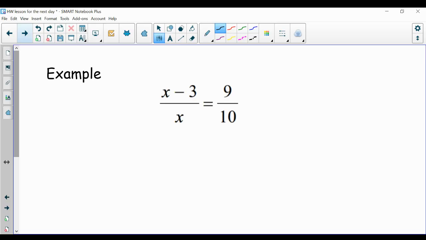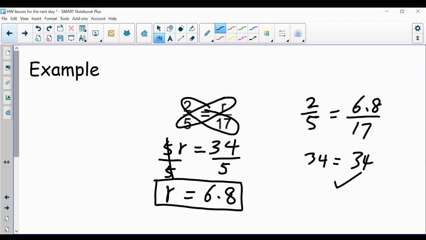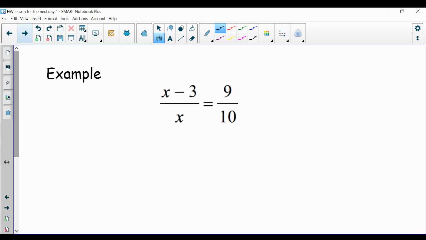Next one. You see this one is different from the first example. What was the difference? Yes, the top has two terms, x minus 3, whereas in our first example we only had one term, r. And then we have 2x also, right? So again, what do we do? Again, we just use cross multiply. Every time you're solving a proportion, cross multiply. Remember that? We're going to use this until the end of June.